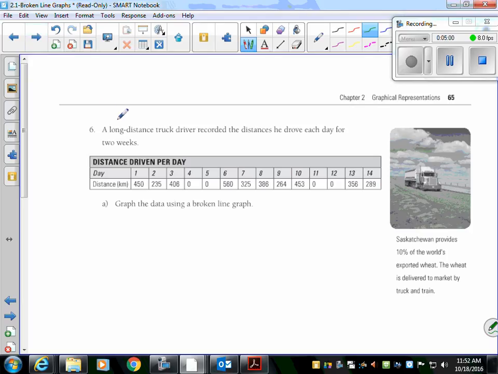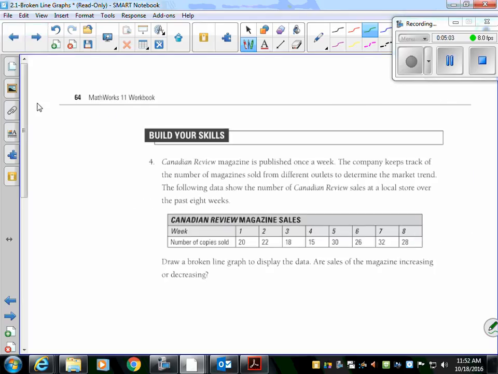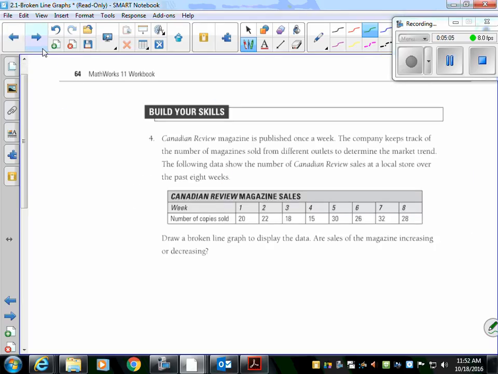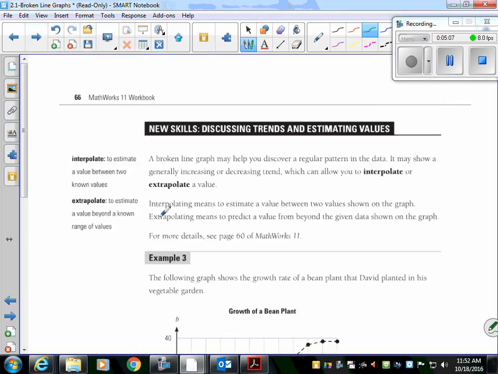So work on all of these, right? I expect you to do all of your build your skills. So please work on all your build your skills and we'll come back to 1.1b.